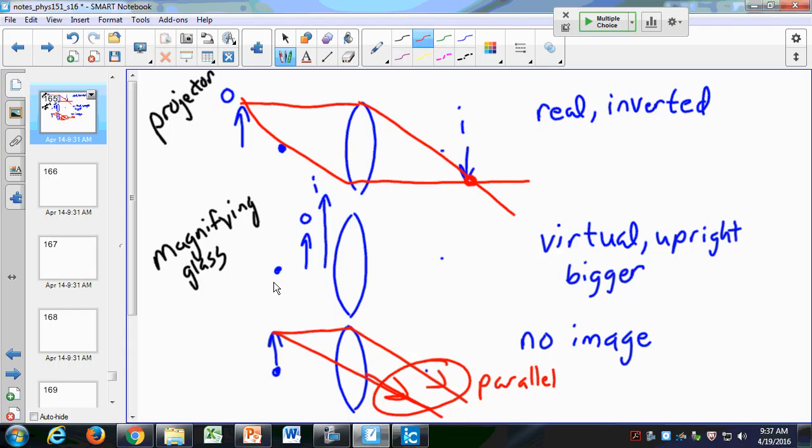So the scenario you get here is if you have a convex lens or a magnifying glass, as you're looking at something, there will come a point when your image is just really fuzzy. That means that the object you're looking at is actually at the focal point.